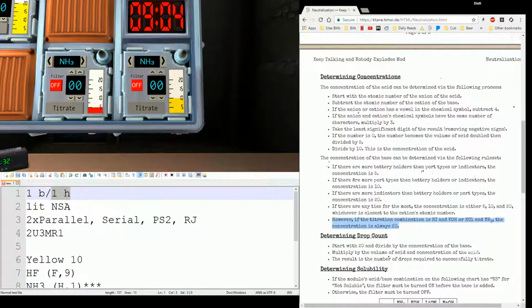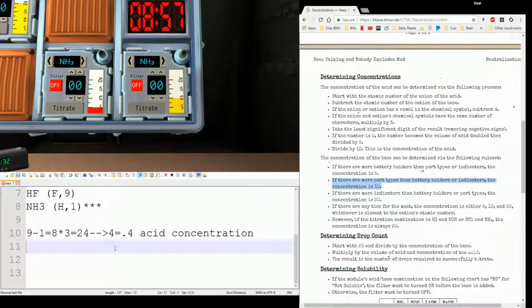So we had one holder, one indicator, 4 port types. So we have more port types than battery holders or indicators. So the concentration for the base is 10.